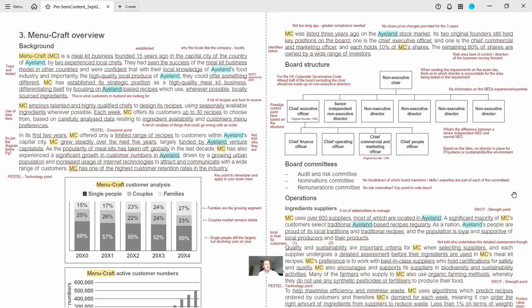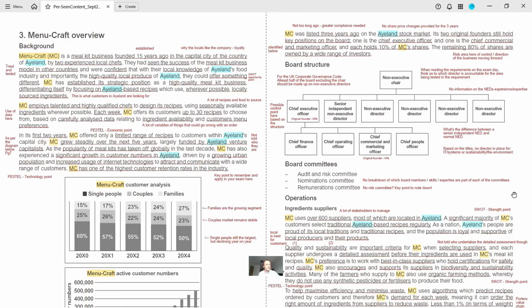This is the chefs. They were confident with their local knowledge of Ireland's food industry and the high quality local produce that they could offer something different on there. So again, different areas and things that I've just got down, the model was tried and tested elsewhere. They applied it in Ireland and it was successful.